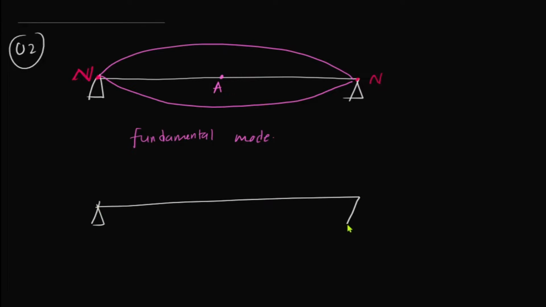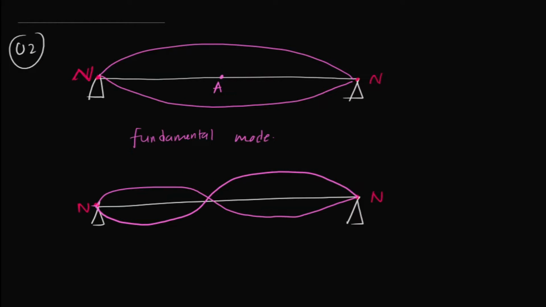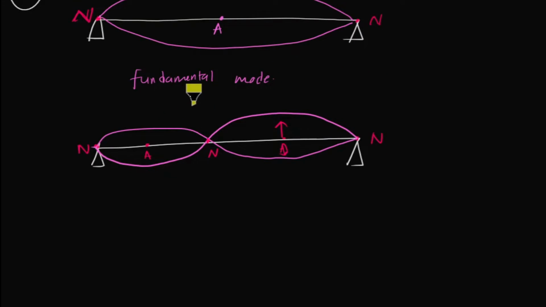Let us next draw the first overtone. Here also you have to have a node, here a node, and thereafter the next simplest waveform that you can draw is this. There is a displacement node here, and an antinode here with maximum displacement. At this point also an antinode, they vibrate with a maximum amplitude. This is not the fundamental, so this is going to be the first overtone.